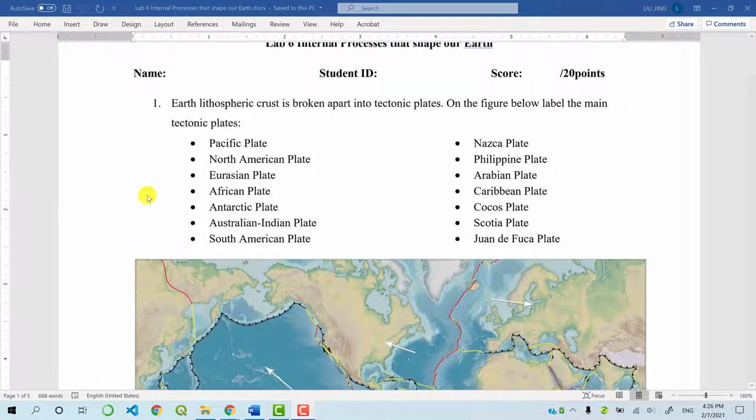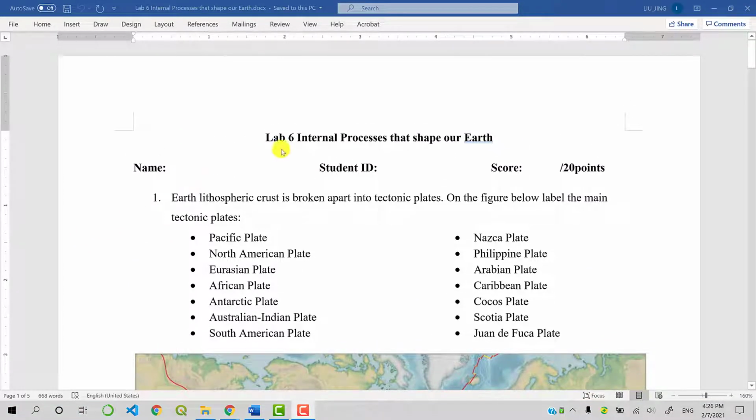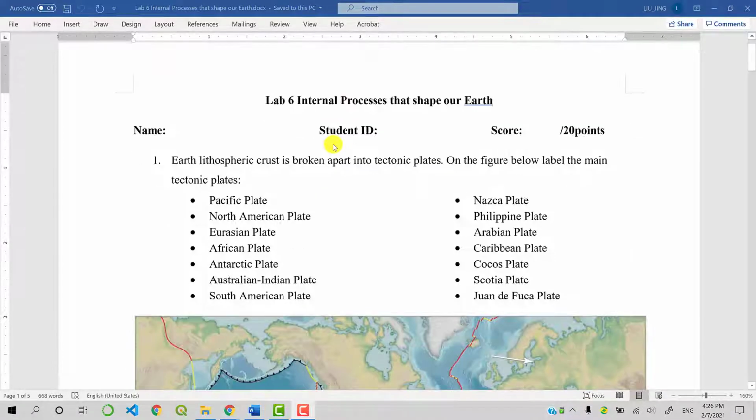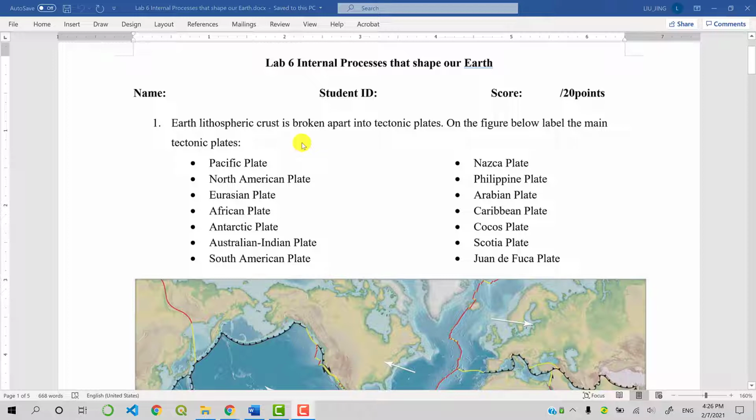Hello everyone, I want to use this video to show you more instructions about Lab 6, internal processes that shape our Earth. In the lecture, you know our Earth's inside has a lot of energy from Earth's core and mantle, it's restless in the internal layers. Those internal processes are powered by the internal energy of our Earth. And the net energy from the Earth's inside wants to get out.